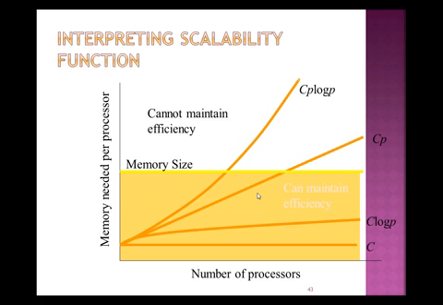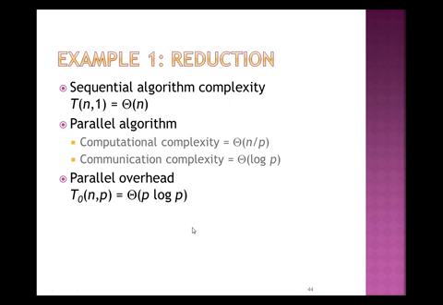This is the diagram or graph that shows the number of processors and the memory requirement used for the scalability function. This is the memory size. This is C p log p, this is Cp, and this is C log p. This region can maintain efficiency, and this cannot maintain the efficiency. Beyond the memory size it cannot maintain the efficiency, and below the memory size it can.